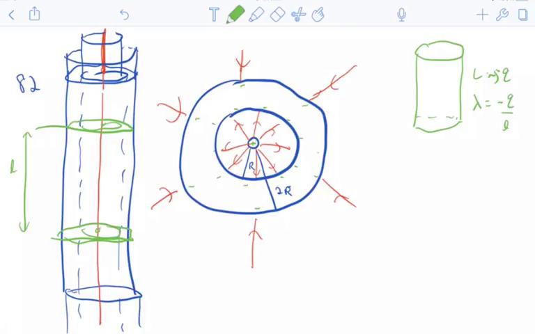For the same length L, determine the charge on the rod. Okay, so the rod's got to have an equal amount of linear charge density because all these charges here cancel out the electric field lines from there. Same number of charges, right? So for the rod, lambda is equal to plus Q over L.